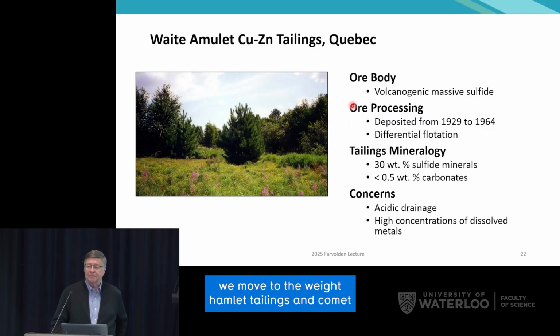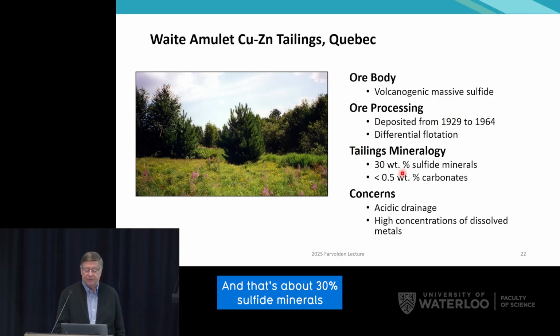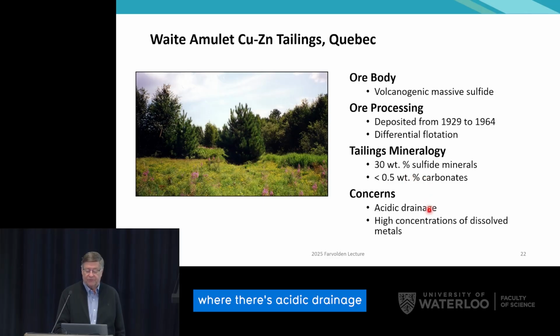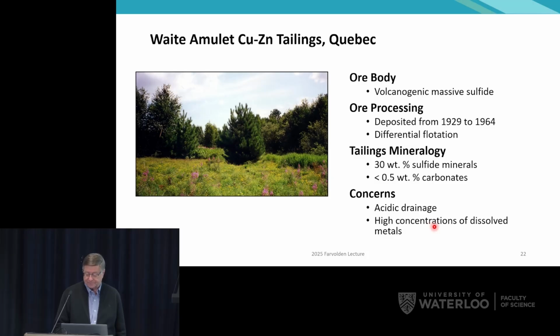And then we move to the Waite Amulet tailings impoundment outside of Rouyn in northern Quebec. And that's about 30% sulfide minerals and less than 5% carbonates, where there's acidic drainage and high concentrations of dissolved metals.